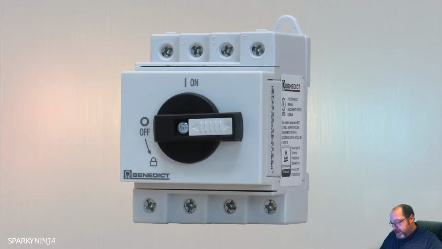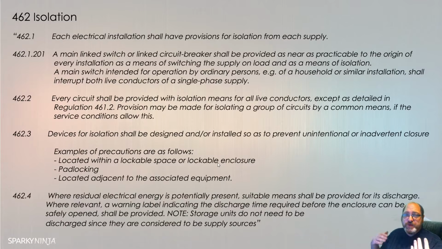So the requirements, it says every installation shall have provisions for isolation from each supply. So again, if you have multiple supplies, you must have an isolation method for each supply. A main link switch or link circuit breaker shall be provided as near as practicable to the origin of every installation as a means of switching the supply on load and as a means of isolation. Okay, must be able to switch on load.